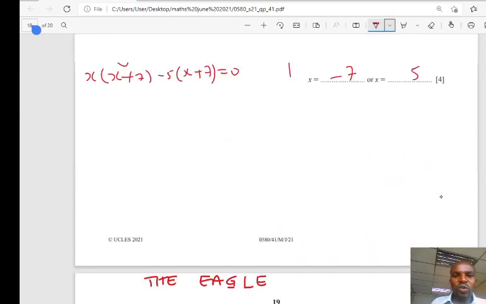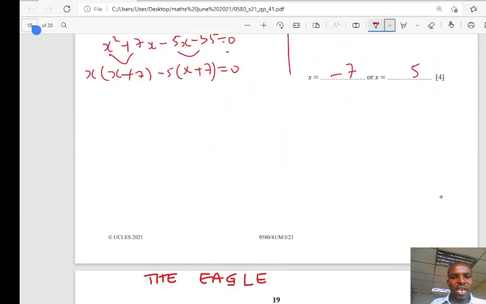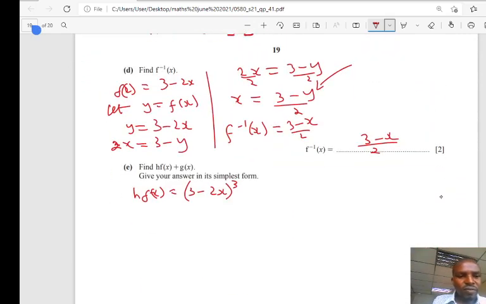Then g of x. What was g of x? It's here: x squared plus 5. Then you just simplify. So it will be (3 minus 2x) cubed plus x squared plus 5.